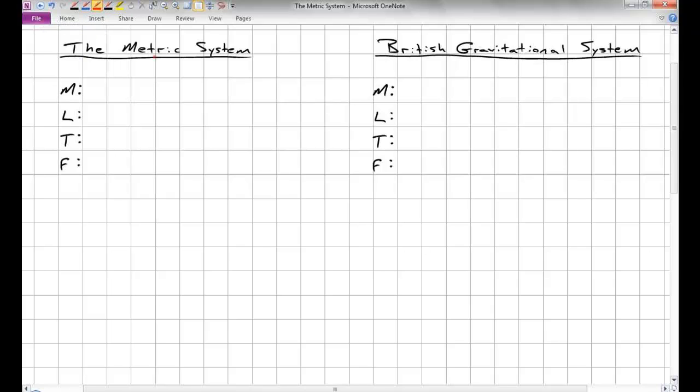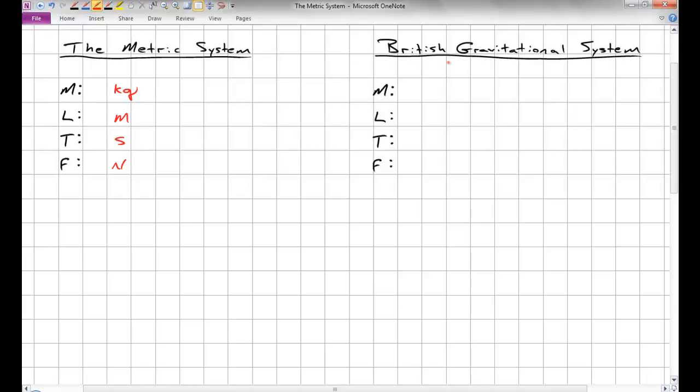But if we look at the metric system first and think of the dimensions of mass, length, time, and force and their respective units. In the metric system, we've got units of kilograms for the dimensions of mass. For the dimensions of length, we've got meters. For the dimension of time, we've got seconds. And for the dimension of force, we've got newtons.